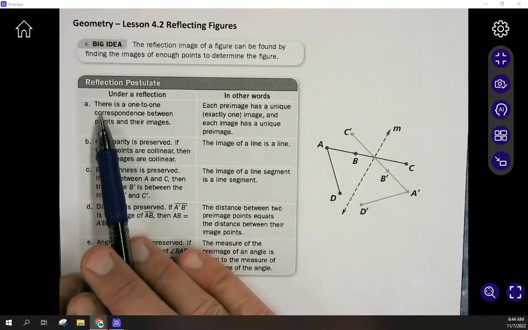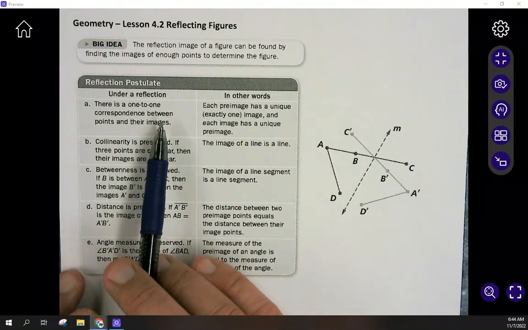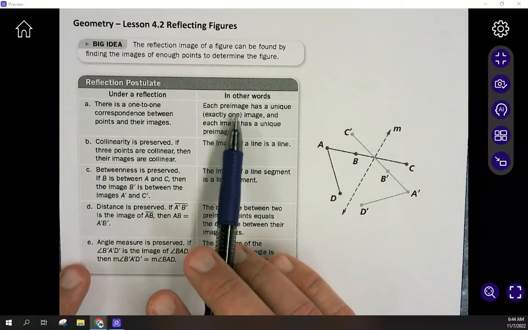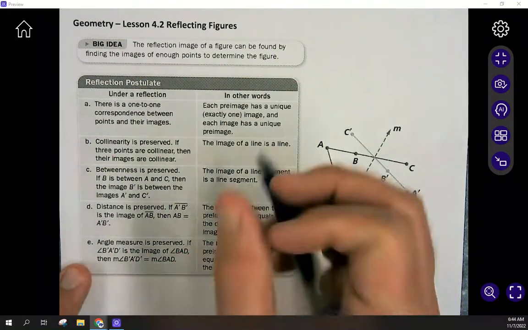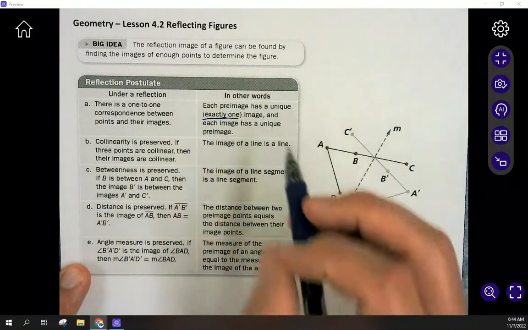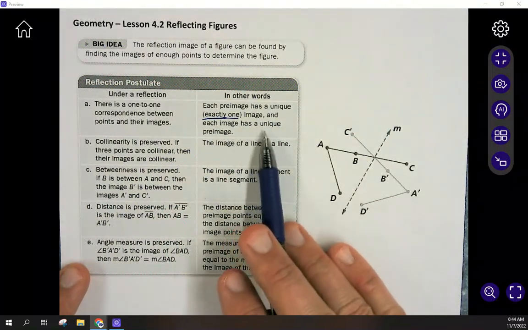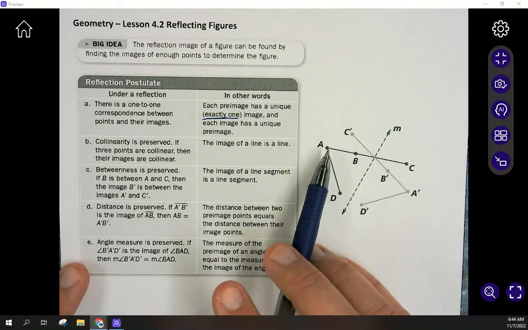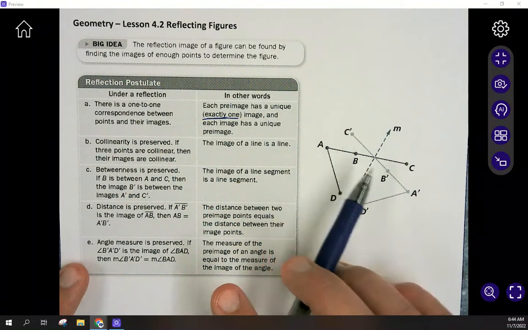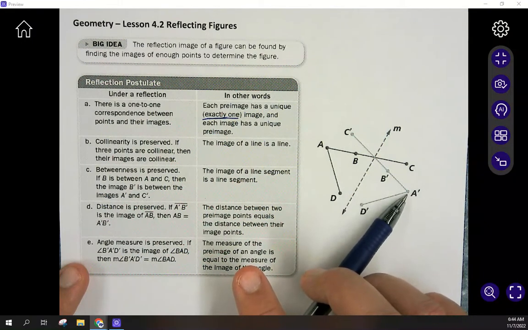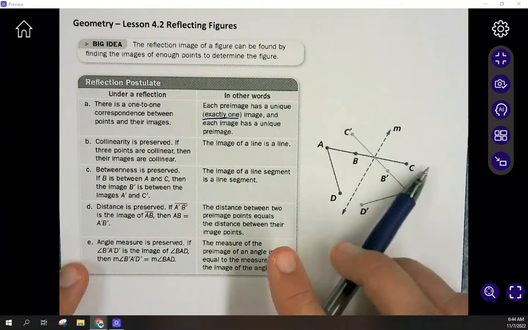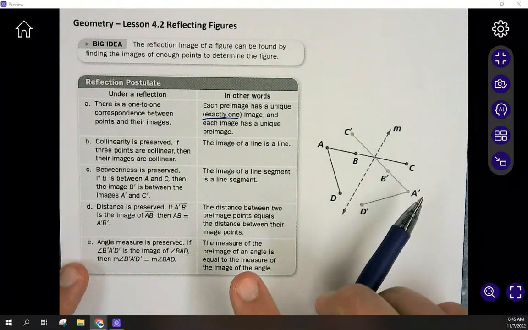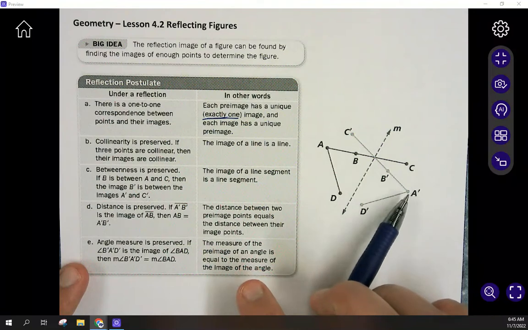So first of all, letter A, there is a one-to-one correspondence between points and their images. What does that mean? It means each pre-image has exactly one unique image, and each image has a unique pre-image. So that's just putting into words the fact that when I reflect point A, there is only one image of it on the other side. This image of A right here. I can't have multiple A's when I reflect it. Every single point has one corresponding point on the other side.